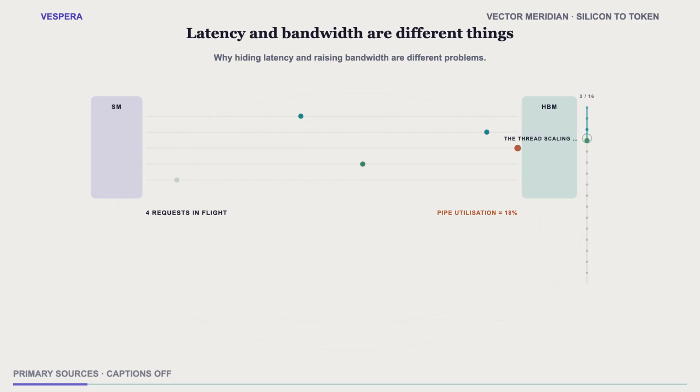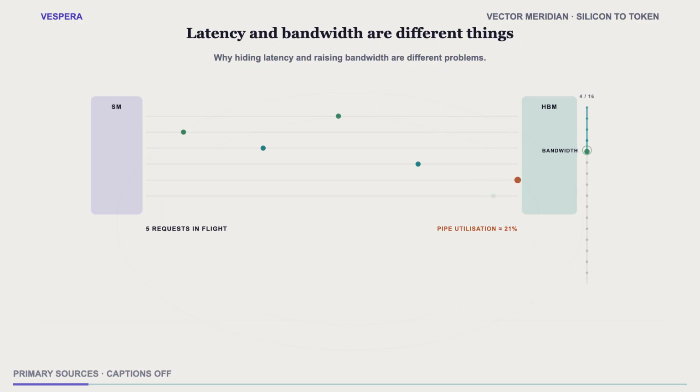Now, the important part, which is a piece of genuine mathematics rather than an analogy. The relationship between the two is fixed by a rule so simple it feels like a trick. The number of items in flight equals the rate of delivery multiplied by the time each takes. In queuing theory, this is Little's law, and it is one of those results that holds under almost no assumptions at all. Turn it around and it tells you something operationally brutal. If you want to extract a given bandwidth from a memory system with a given latency, you have no choice about how many requests must be outstanding at once. Concurrency equals bandwidth times latency. It is not a tuning parameter.